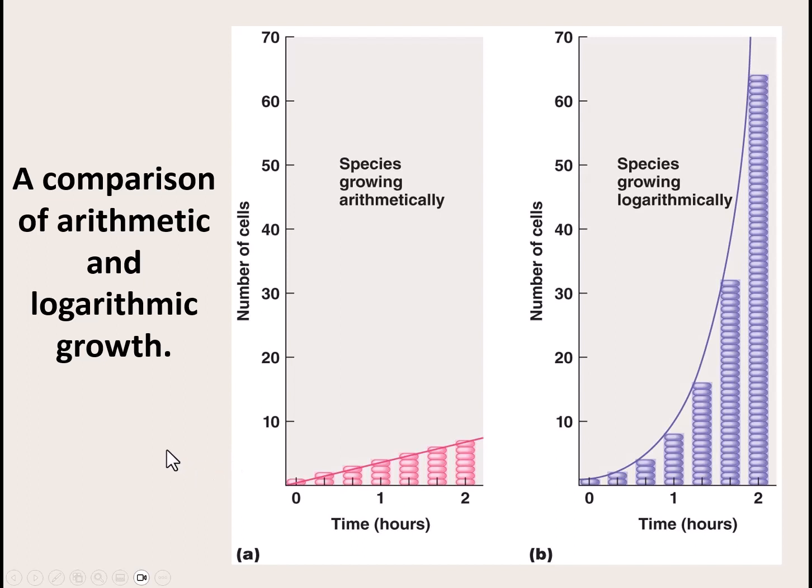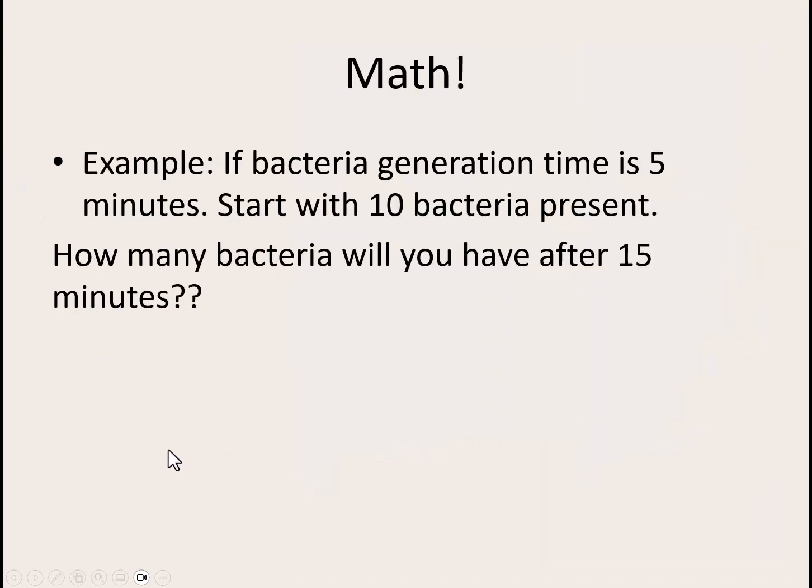Now, my little math problem on here. For example, if bacteria have a generation time of 5 minutes, that's pretty short, and you start with 10 bacteria, because you have to have some bacteria to start with, how many bacteria would you have after 15 minutes?